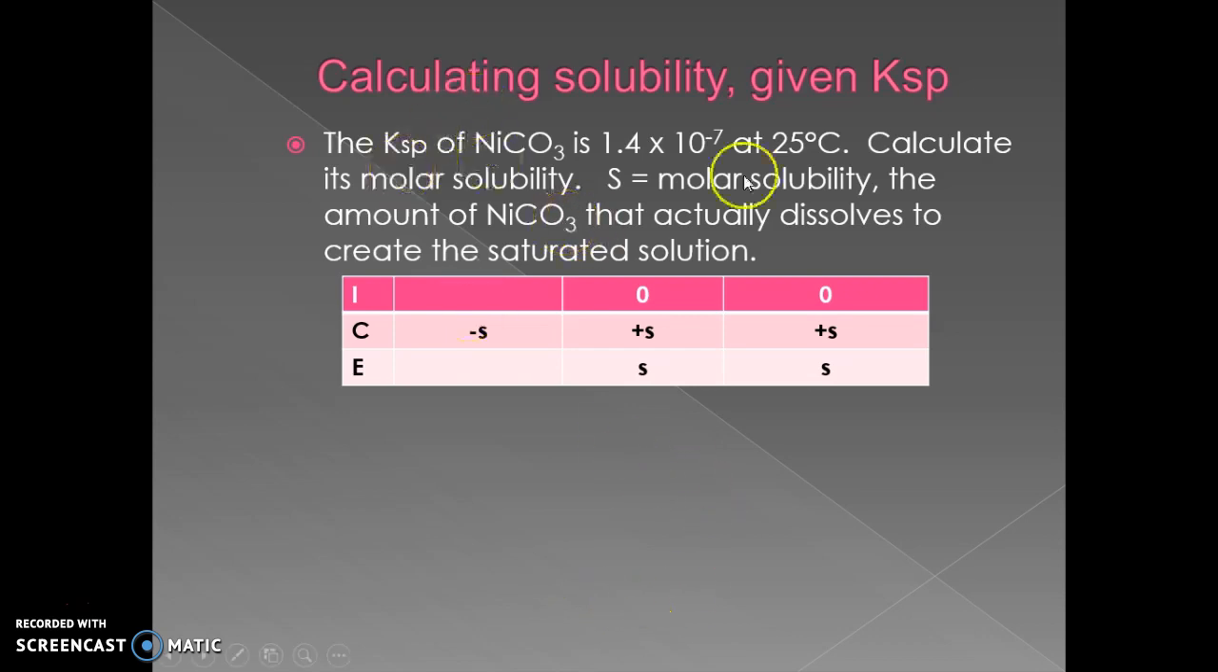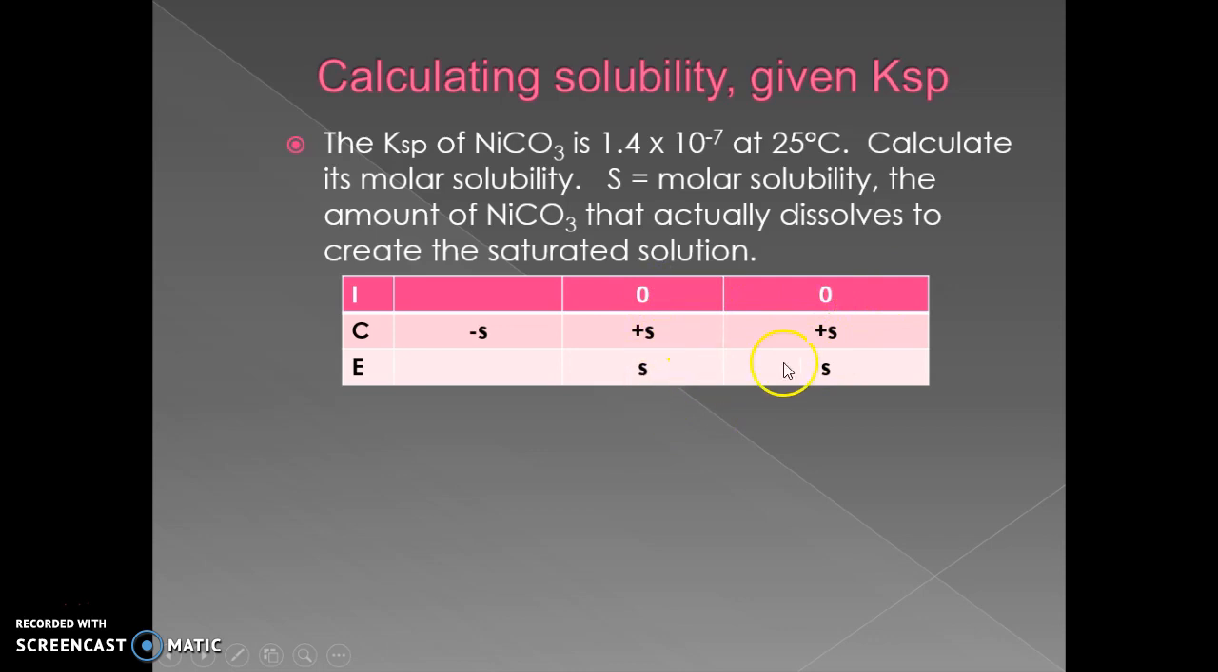Okay, so we are given that KSP for nickel carbonate is 1.4 times 10 to the negative 7. So we want to know what the molar solubility is, that means how much of the nickel carbonate is actually going to dissolve when you get a saturated solution. So the S is the change in the nickel carbonate. How much do we have? Since it is a 1-to-1-to-1 ratio, we are going to lose a certain amount of nickel carbonate, and we're going to gain that exact same amount of nickel ions and carbonate ions.